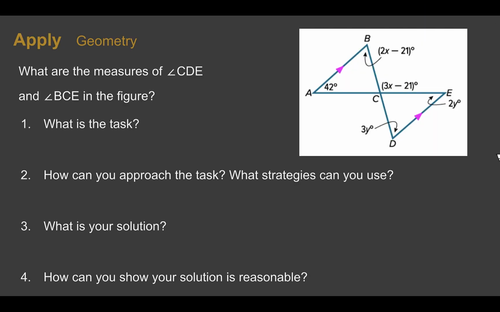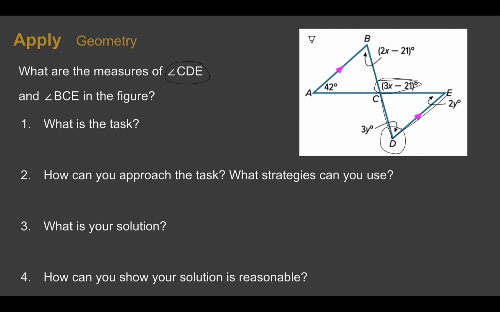Let's apply what we've just learned to geometry. So what are the measures of angles CDE and BCE in the figure? So first, let's figure out what our task is and which angles we actually need to figure out. So I want CDE, which is here. I start at C, go to D, end at E. So I need to know this angle here. And then I also need to figure out BCE. So BCE is saying figure out this angle right here.